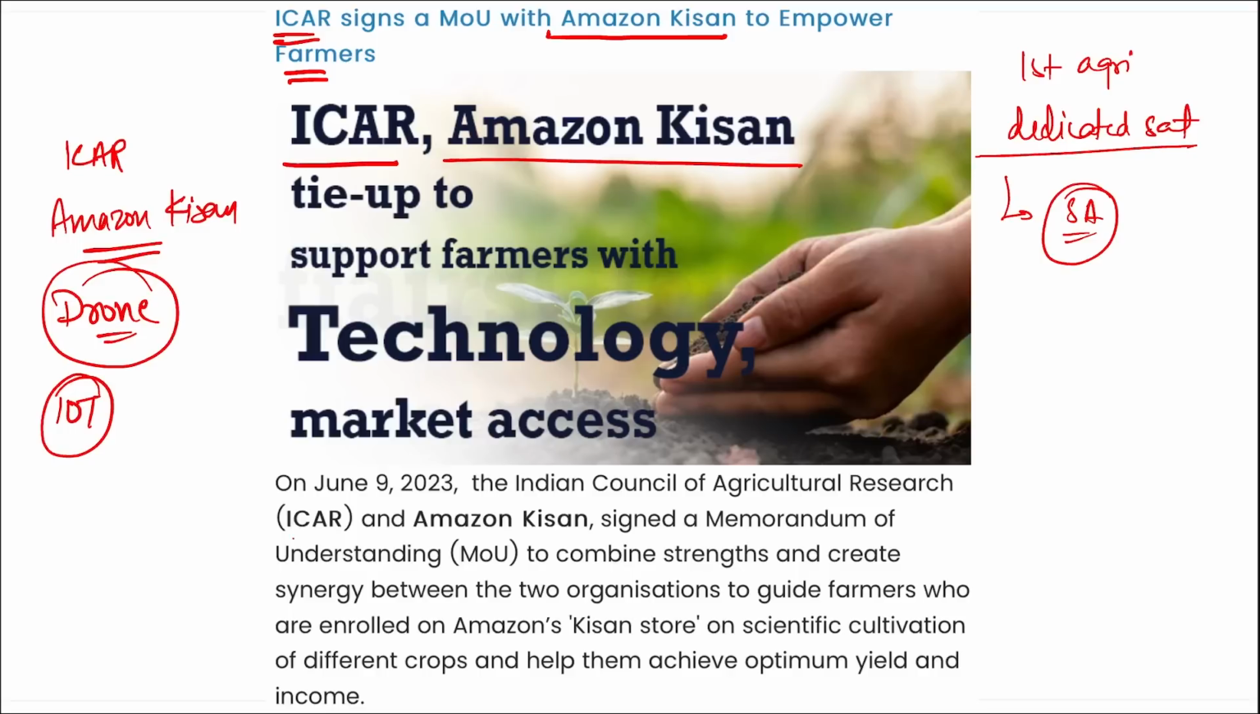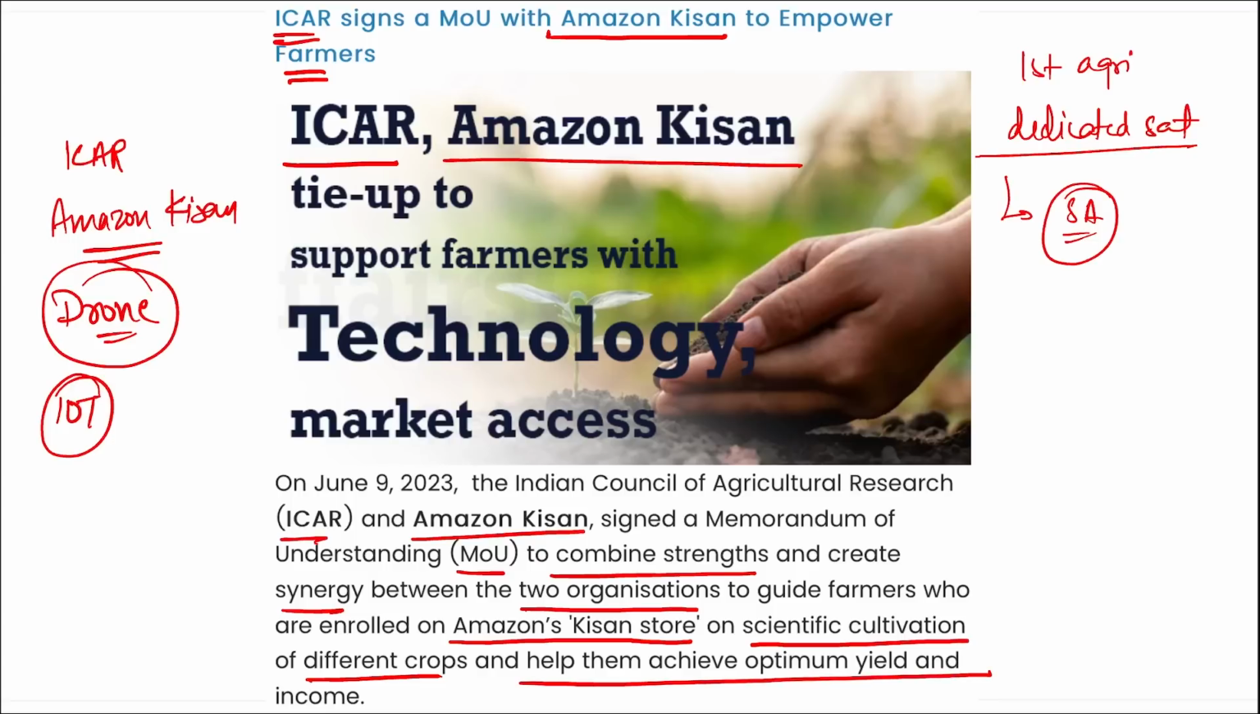Correct? So if we talk about it, ICAR and Amazon Kisan signed an MOU to combine strengths and create synergy between two organizations to guide farmers who are enrolled on Amazon's Kisan store on scientific cultivation of different crops and help them achieve optimum yield, right? And basically to allow them to get in touch with various technology that will help them in building their profits, or help them to get more yield out of their field, right?